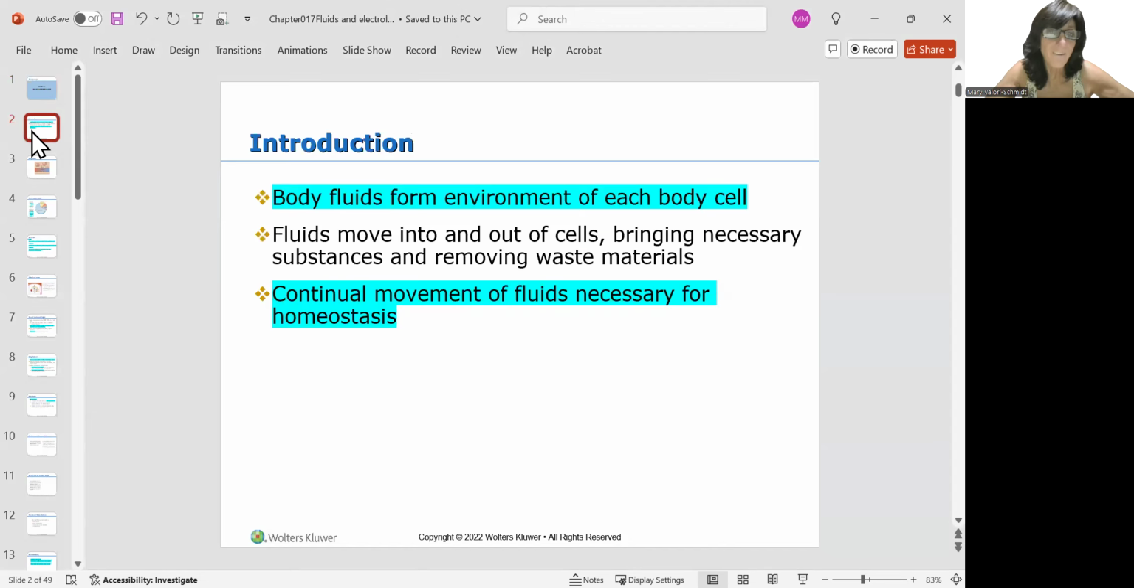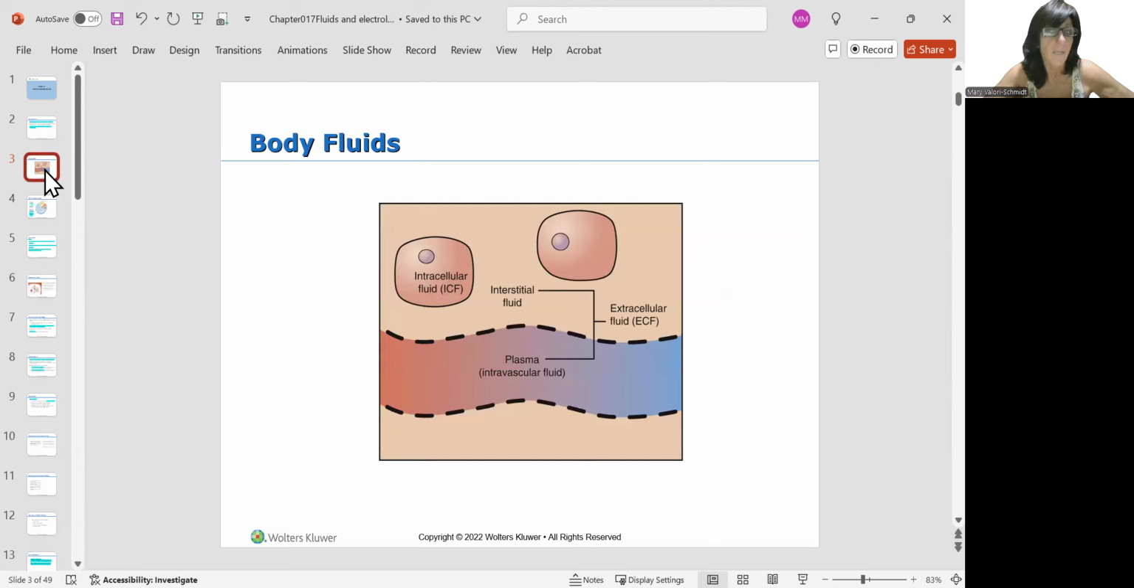So fluids and electrolytes. You have fluids moving through your body all day long, every minute, every second, okay? Moving in cells, out of cells, bringing nutrients, getting rid of waste. And all of these processes are going on at the same time, and you're not even aware of them. You need that to maintain homeostasis, in other words, to maintain stability in your body.